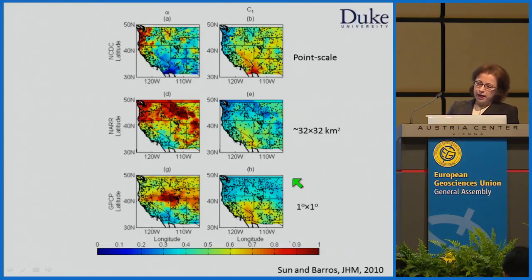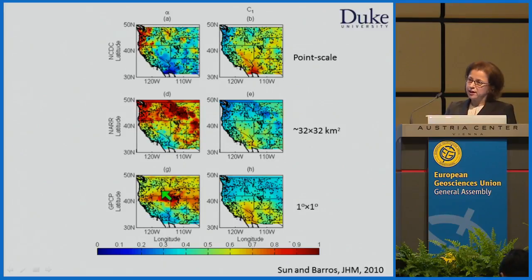Of course, there are issues of scale when you're looking at rain gauges versus, for example, a satellite product. But you can see here, this is alpha, this is C1, and in many cases there are very strong agreements, but in other cases there's very strong disagreement between what models do. In the middle is a regional reanalysis, and even though the rain gauges are assimilated into this model data, there's substantial modification of what goes on.